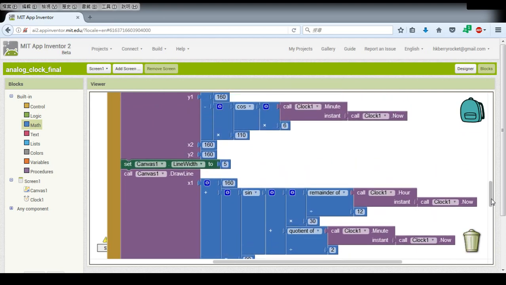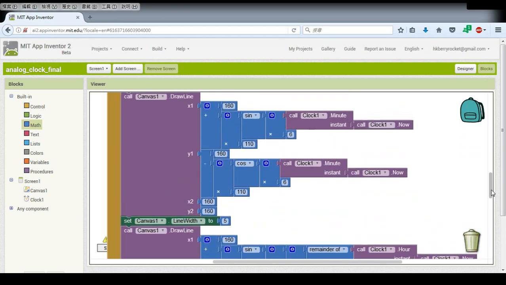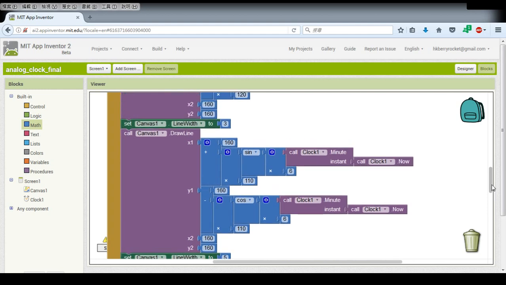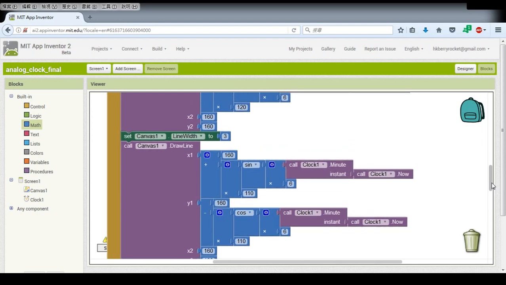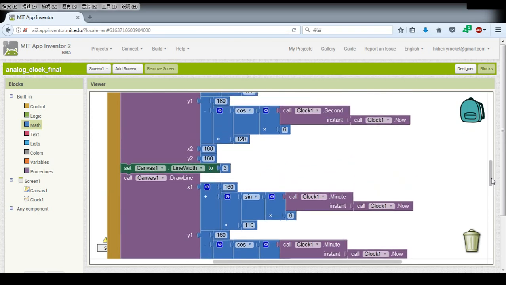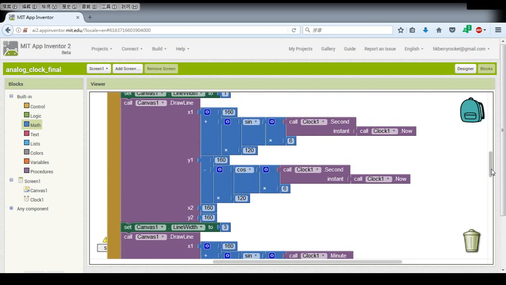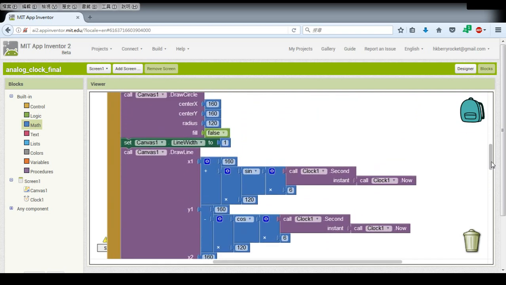So if you need to take a look or copy these blocks, you can pause the video because I don't want to upload the full file, and I hope you guys can learn by actually dragging and dropping those block components by yourself.